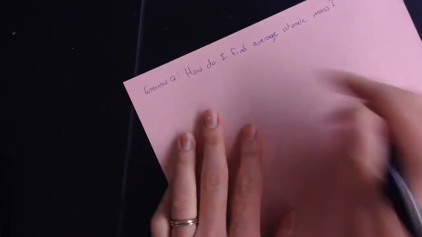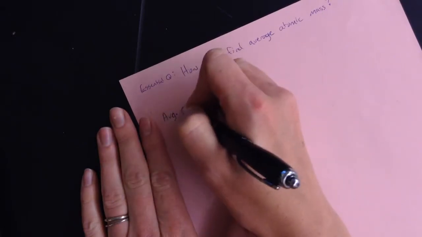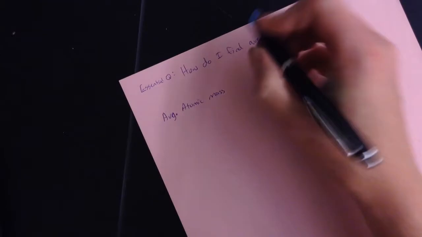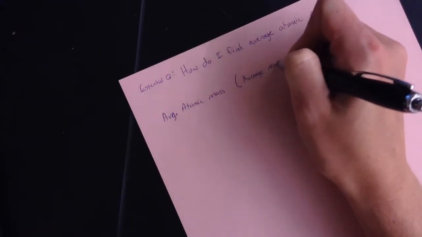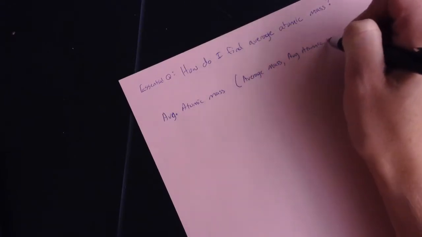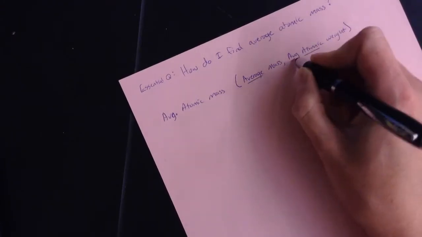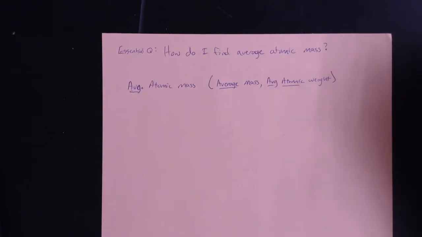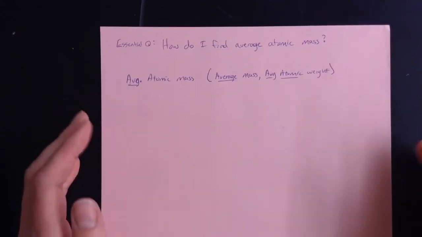Now, just to be clear, let's talk about what average atomic mass is, and I'm going to abbreviate because I don't want to write it out a whole bunch more. You might also hear this as average mass or average atomic weight. The key word here is average. All of these have average in them. So what we're going to be doing is finding an average. In fact, it's a weighted average, so there's something to take into account.